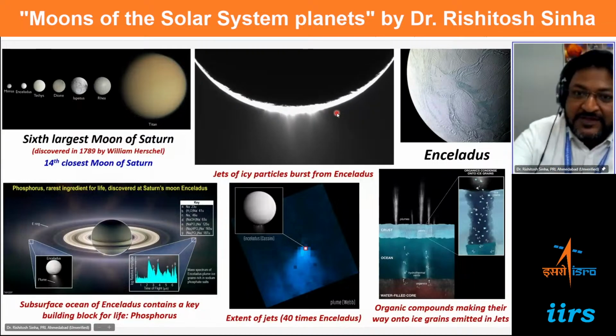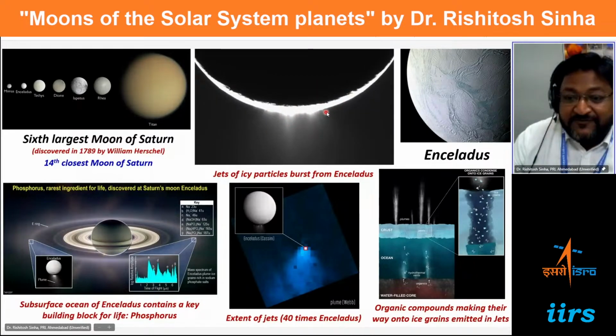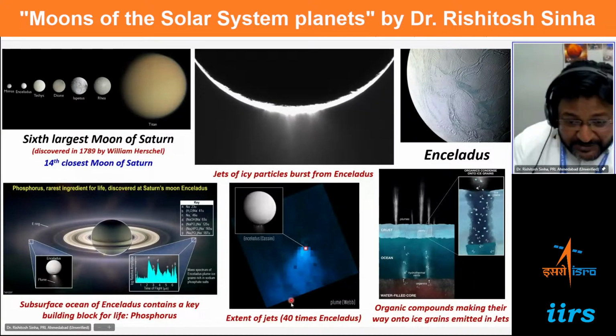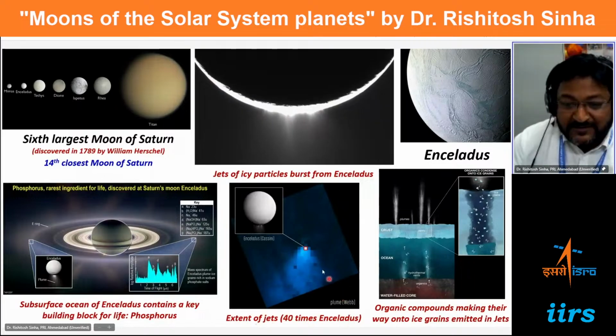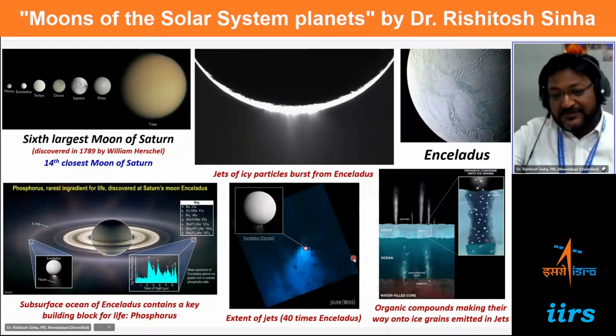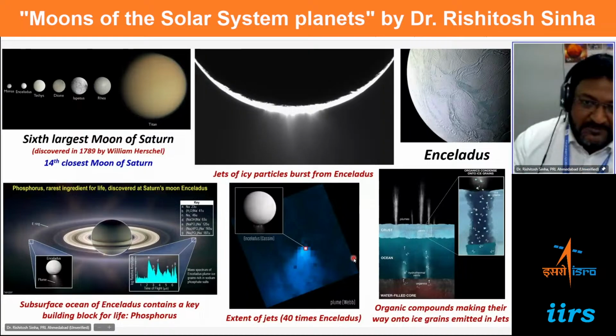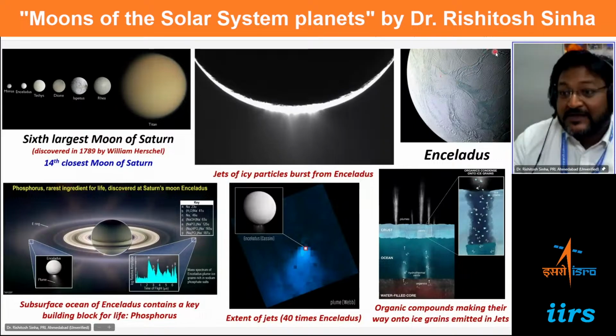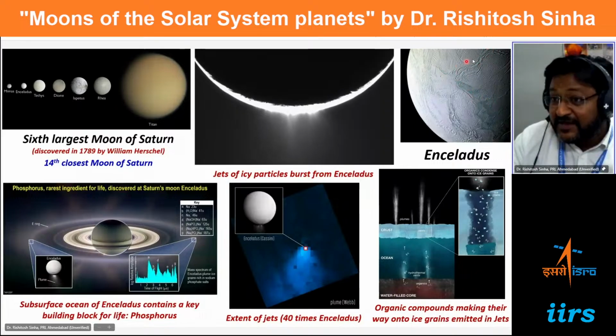We should immerse, just like how Cassini immersed into the plumes, and when it did, it found that these are none other than water vapor plumes. And you see the extent of these jets. These jets are 40 times the size of Enceladus. So now you can think, 40 times the size of Enceladus, that huge amount of jets is being erupted from the surface of Enceladus. Probably these jets are erupted from these features, which are called tiger stripes.